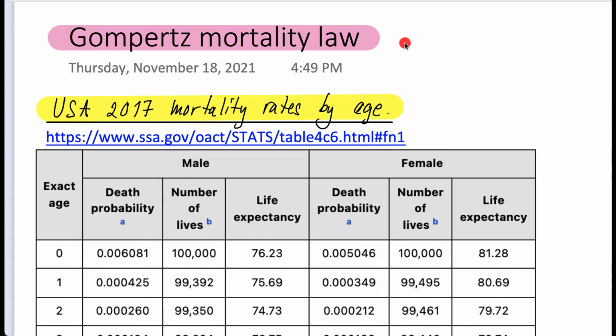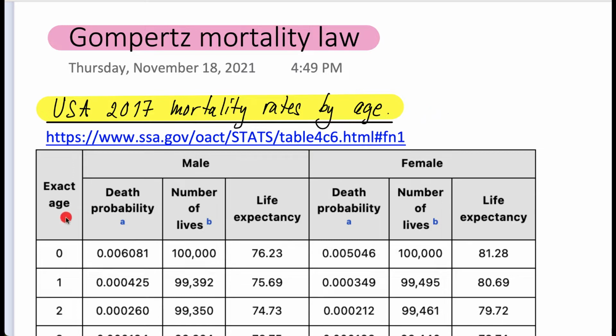In this video, we will take a look at the so-called Gompertz mortality law. And we'll start by looking at this table of mortality rates in the US by age from 2017. I will provide the link to this table in the description of the video below.